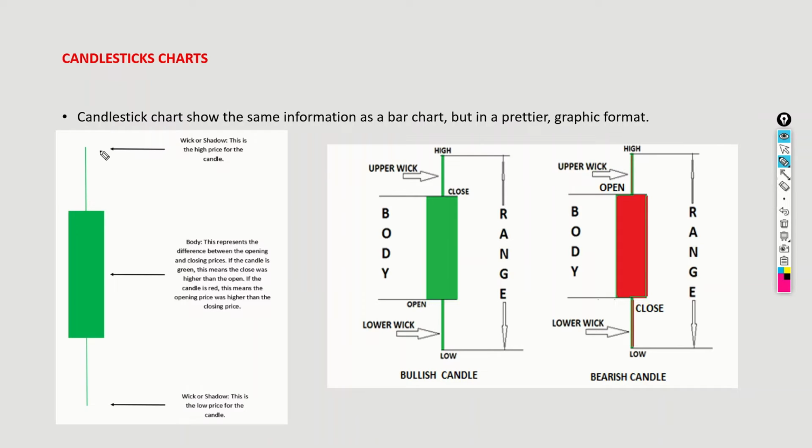So we want to start with the candle first. We have this small line, then it happens here also, and then we have this part here.